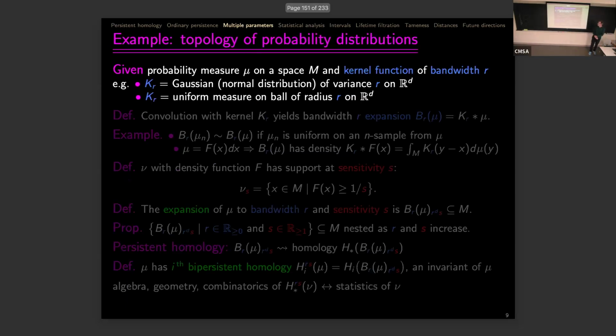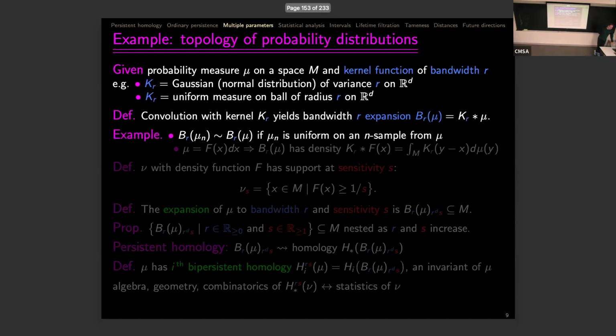So here's the idea. If you have a given probability measure on some space M, you have some kernel of bandwidth R. See, kernels have bandwidth. This was discussed yesterday. This is a good thing. So you can fatten up your distribution by some bandwidth. You could take various kernels that you want, but then you can convolve with this kernel, and it yields what I would call a bandwidth R expansion of your original measure.